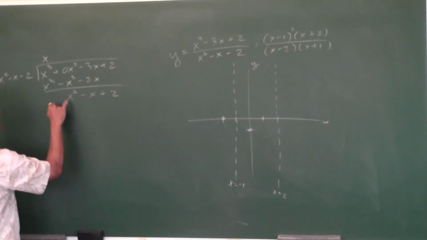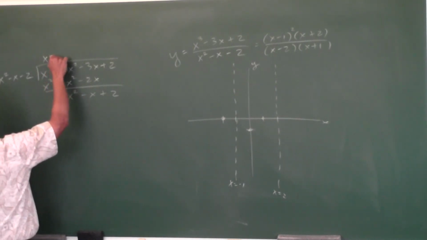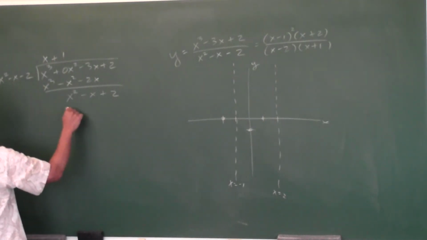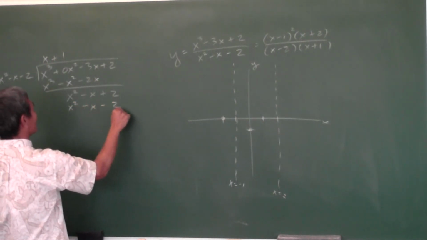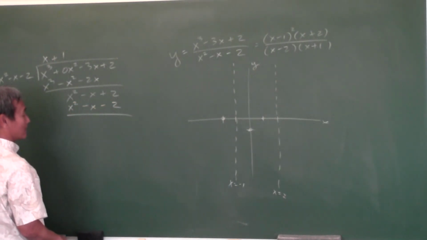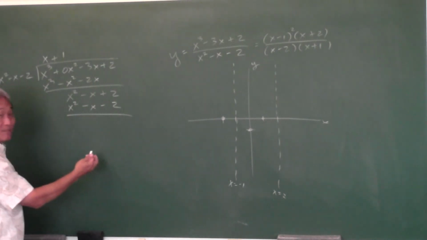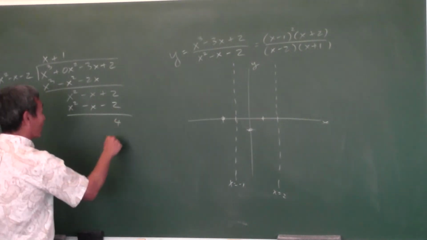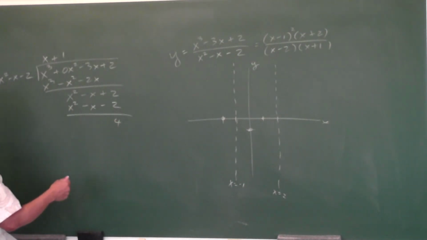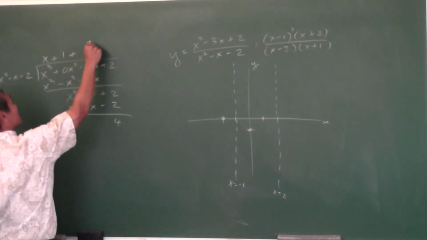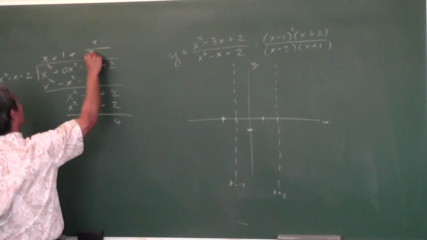Okay, x squared goes into x squared how many times? Plus 1. So multiply that times the divisor. X squared minus x minus 2. Subtract. We cannot subtract that. Are you kidding me? 4. So what's the answer then? The answer is the quotient plus the remainder over the divisor.